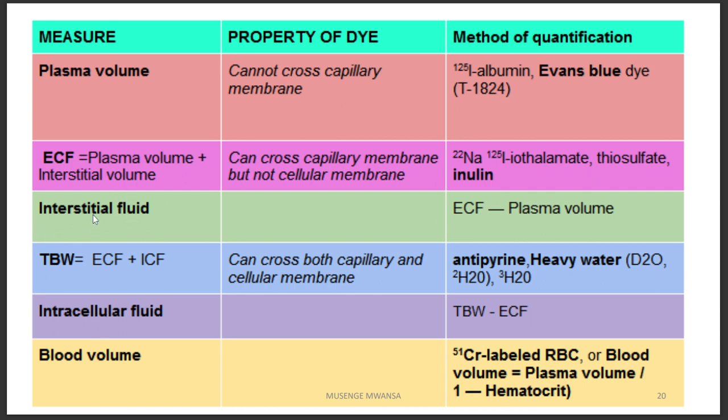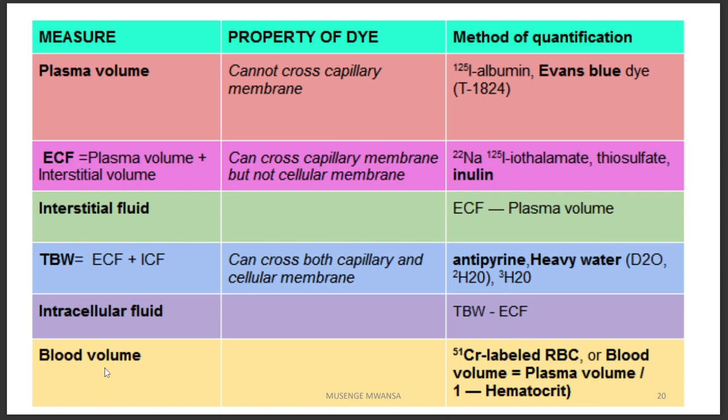For interstitial fluid, we have said we don't have a direct method. You just say ECF minus plasma. For total body water, you can use antipyrine, you can use heavy water, which is D2O, or you can also use tritiated water. And then for ICF, we said you can't measure it directly. You just say total body water minus ECF.